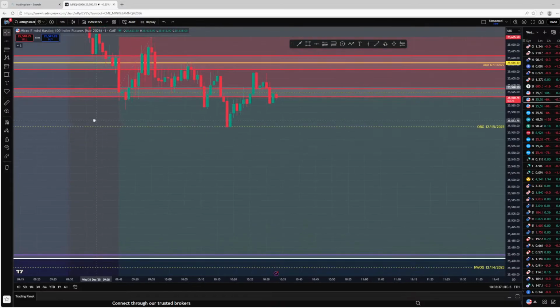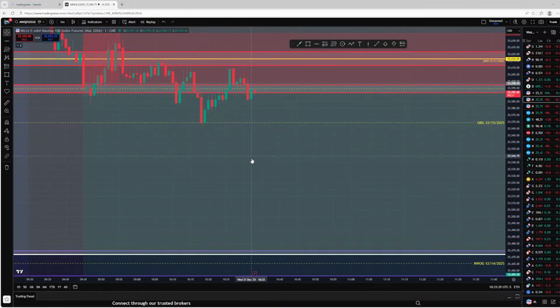I also wouldn't be surprised if the market did something like, went all the way down here, stopped right above this new week opening gap, and then started to come back all the way up.